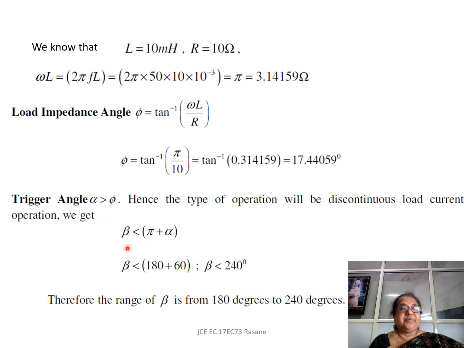And I am going to get beta, which will be less than pi plus alpha. Only if alpha is less than phi, the conduction angle will be pi. But since alpha is greater than phi, I will get beta, that is the angle omega t at which the load current becomes equal to 0, and that value is less than pi plus alpha. Substituting pi as 180 and alpha as 60, I will get beta value as 240 degrees. Therefore, beta cannot be before 180, it will stop only after pi. So the range of beta is 180 degrees to 240 degrees.